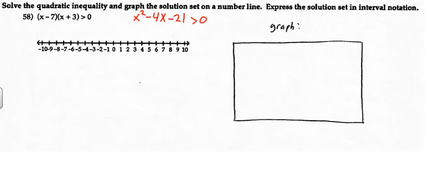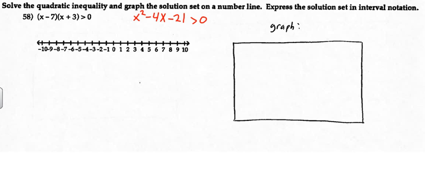Calc review number 58. Solve the quadratic inequality and graph the solution set on a number line. Express the solution set in interval notation. And you can see our problem has two binomials multiplied together. X minus 7 times x plus 3 is greater than 0.